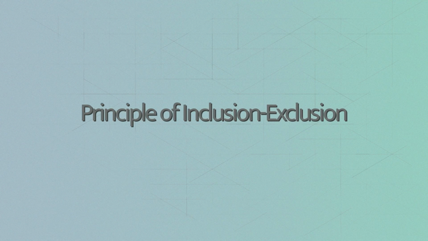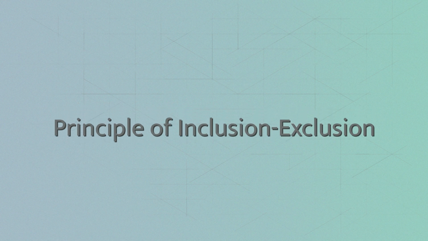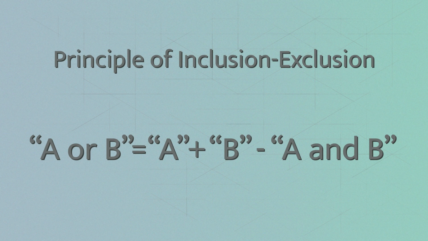Let's talk about the principle of inclusion-exclusion. Here's the formula. The size of set A or B is equal to the size of set A plus the size of set B minus the size of set A and B. This is how we avoid double counting when we want the size of the OR of two sets.